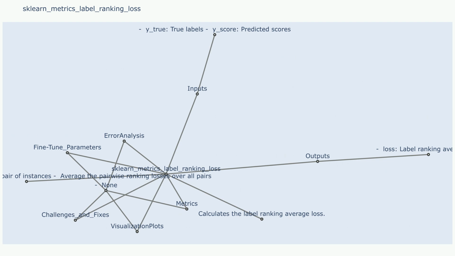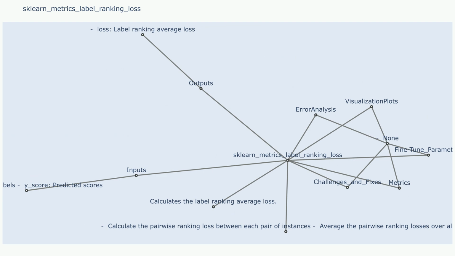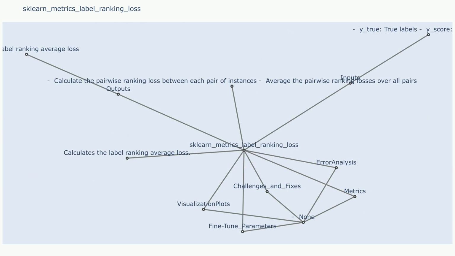Steps: for each sample, calculate the number of label pairs that are incorrectly ordered based on the predicted scores. Sum the number of incorrectly ordered pairs across all samples. Divide the total number of incorrectly ordered pairs by the number of samples to get the average. Label ranking loss. Metrics: mean average precision, MAP.